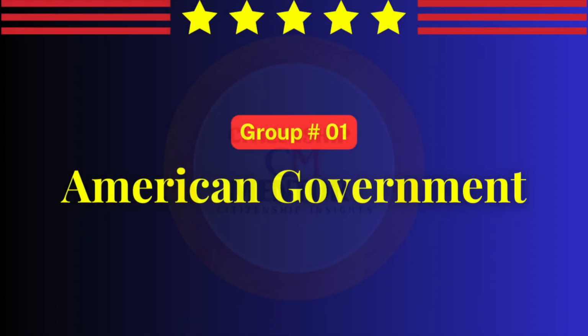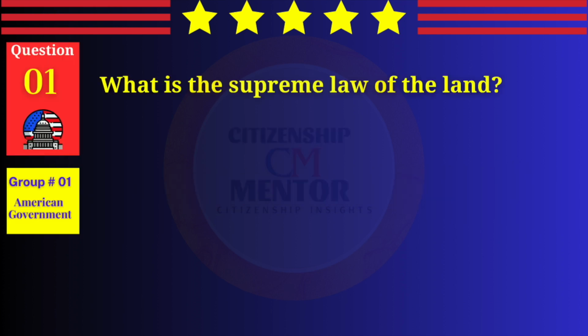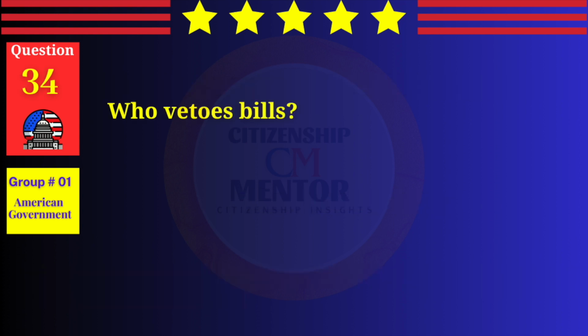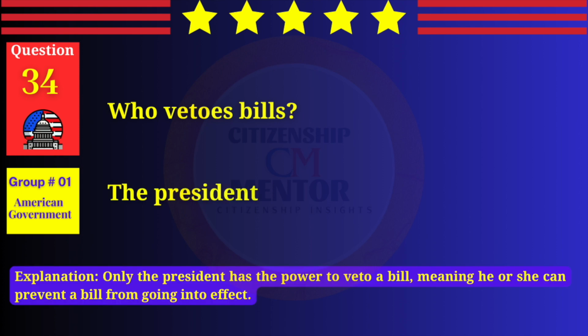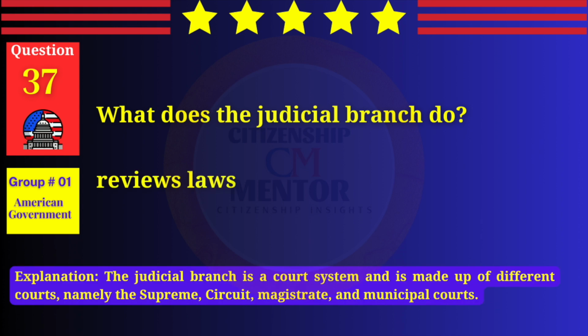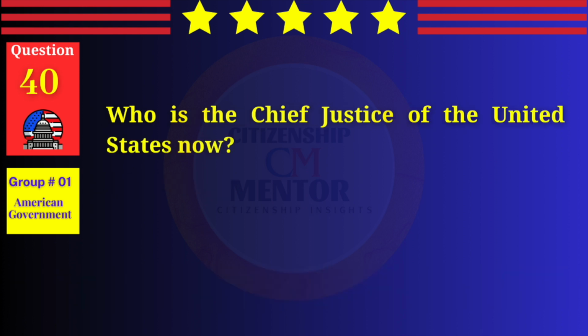Group 1. American government. What is the supreme law of the land? The Constitution. Who vetoes bills? The President. What does the judicial branch do? Reviews laws. Who is the Chief Justice of the United States now? John Roberts.